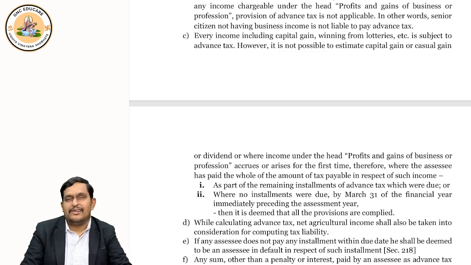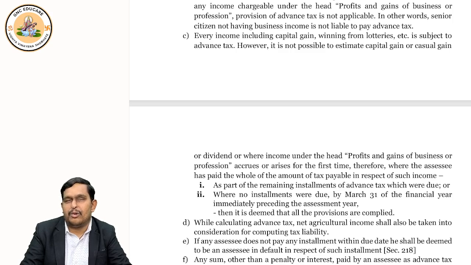Now, should agriculture income be considered? The answer is yes. So if you are computing your advance tax liability, even net agricultural income should also be considered. Right? And how to compute the tax? You know the agriculture income chapter. There we computed the tax in 3 steps. Similarly, we will compute the tax.